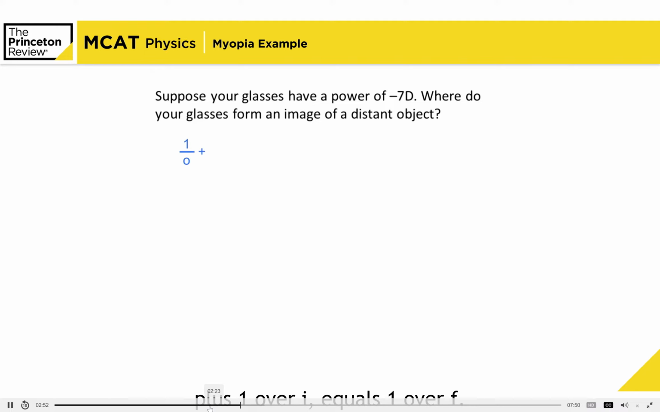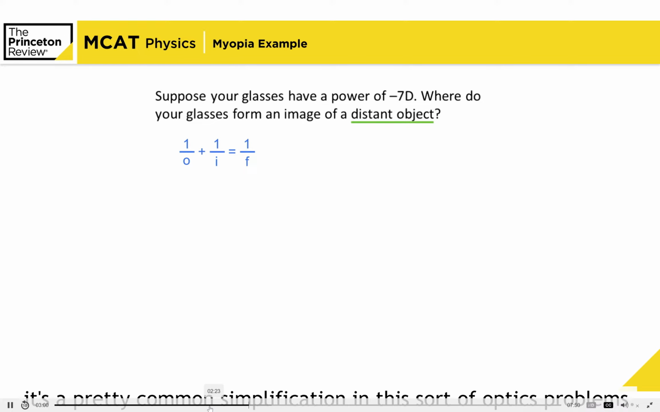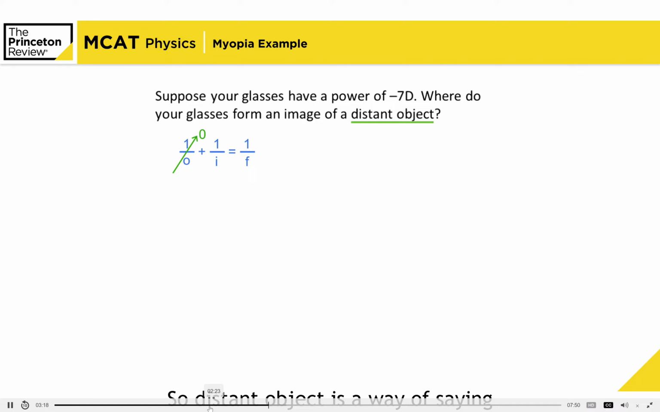1 over O plus 1 over I equals 1 over f. And if you focus on this statement of the distant object, it's a pretty common simplification in this sort of optics problem. A distant object, for example, I go out and I'm looking at the mountains many kilometers away. Many kilometers, in relation to distances of a few centimeters or meters, is so far that O is so large that 1 over O is effectively 0. So distant object is a way of saying basically ignore the 1 over O term, because O is so big that the fraction basically doesn't affect the values of I or f.